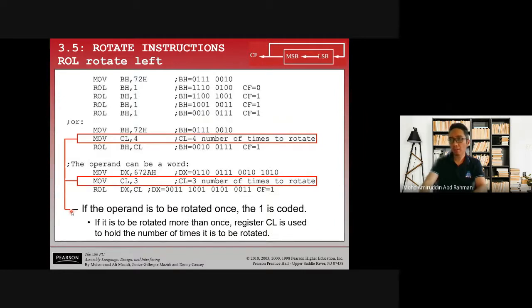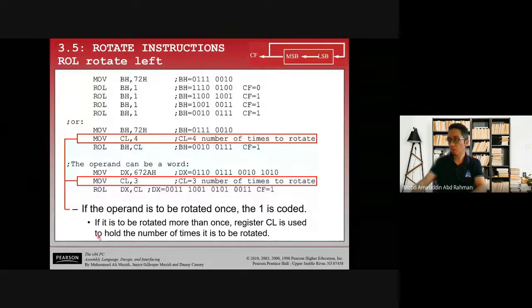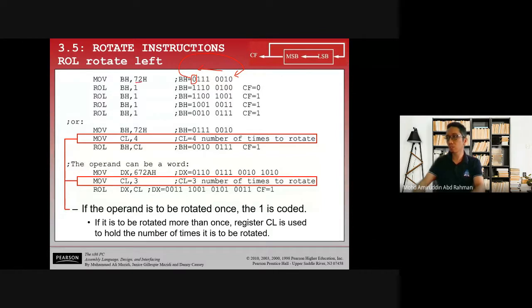So we now have the rotate left instruction over here. We rotate to the left. It is similar to the right, except that the CF will be based on the most significant bit, because the most significant bit will be moved towards the least significant bit. So we have 72, this is 7, and then this is 2.